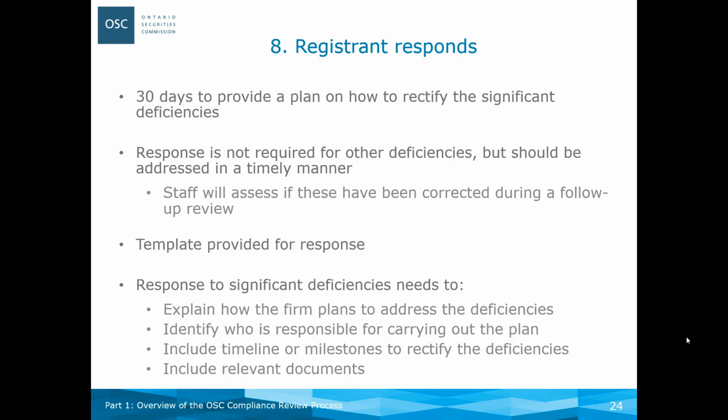When you're putting together your response, you should include sufficient details to explain how the significant deficiency will be rectified. So consider answering the questions of what will be done to address this finding, who will be responsible for executing the plan, and when the plan will be rectified. You can include milestones if the implementation process needs to be conducted over a lengthy period of time or in stages. And include any documentation in your response if available.